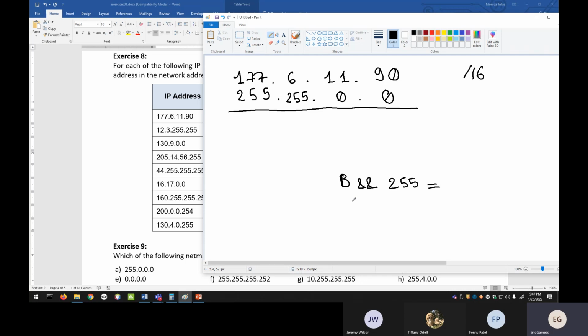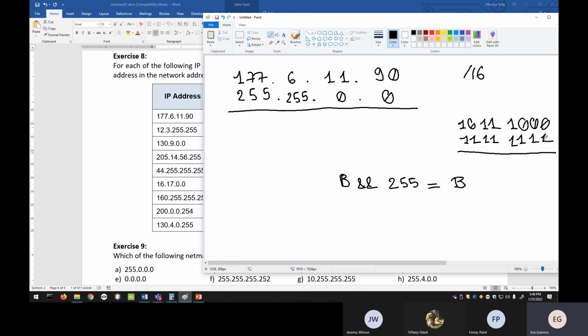You take a byte and you bitwise AND with 255. It will be B. Exactly, you don't change it. Let's see an example. You have this value. You do a bitwise AND with 255. 255 is all 1s. When I do a bitwise AND with 1, I don't change the value.